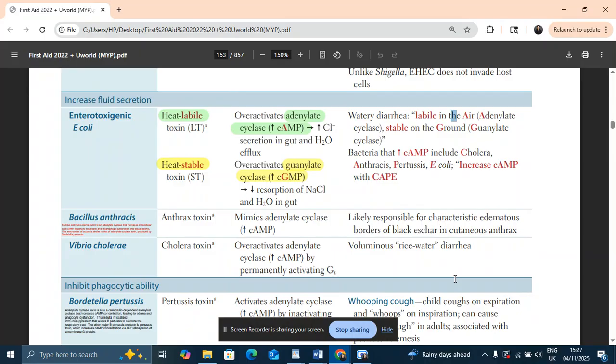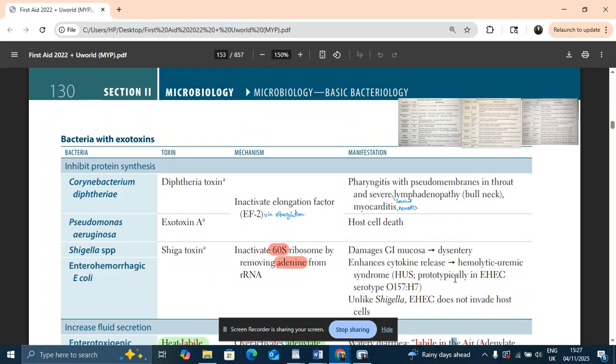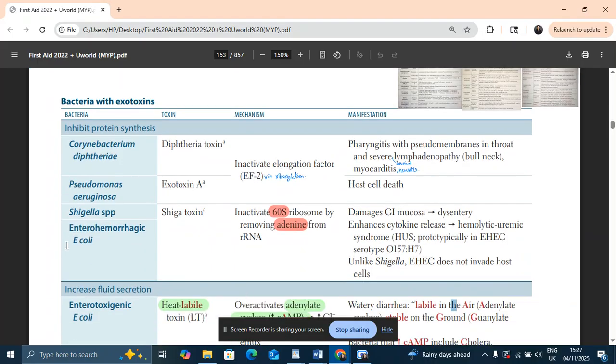First, in the last lecture, we already discussed enterohemorrhagic E. coli. Again, for revision, there are I think 5 types of E. coli we'll discuss today. We have already talked about enterohemorrhagic E. coli that produces Shiga toxin, and that Shiga toxin inactivates the 60S ribosome by removing adenine from the ribosomal RNA. It damages GI mucosa, causes dysentery, and then eventually these toxins damage the endothelium of the kidney vessels and lead to hemolytic uremic syndrome.